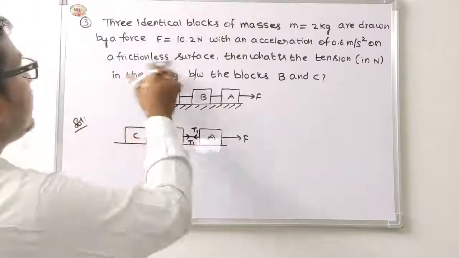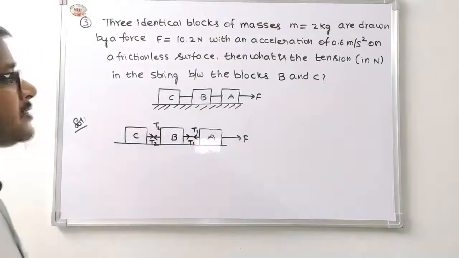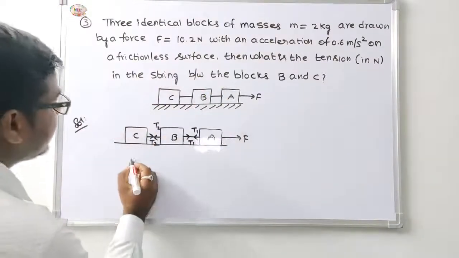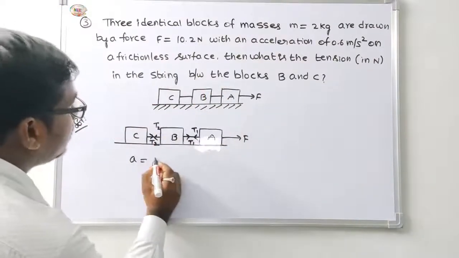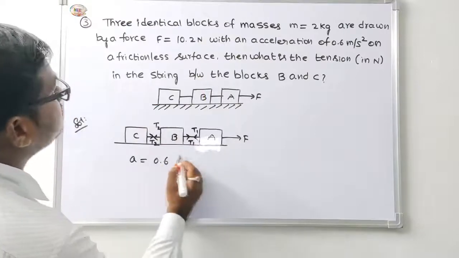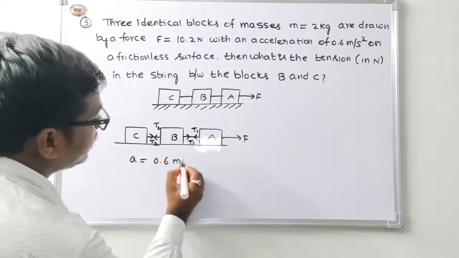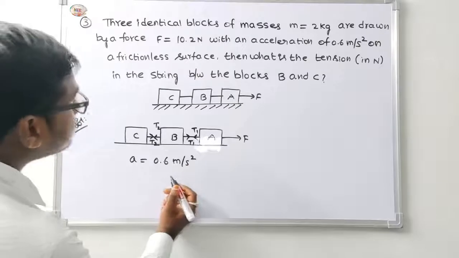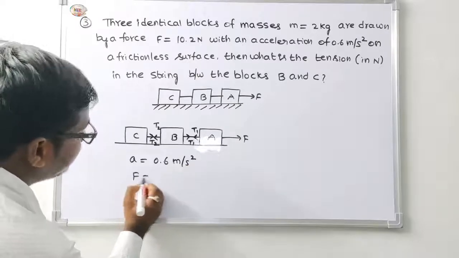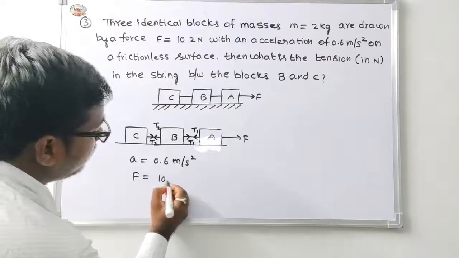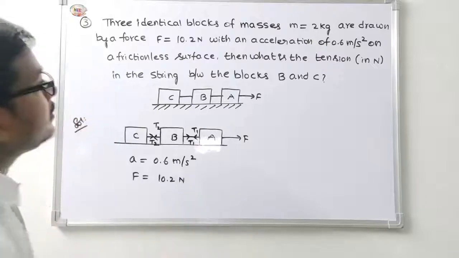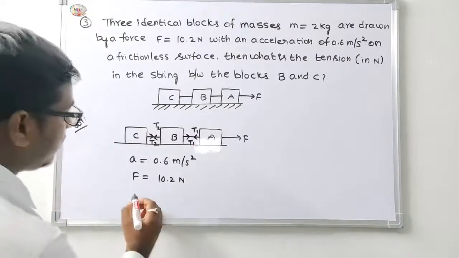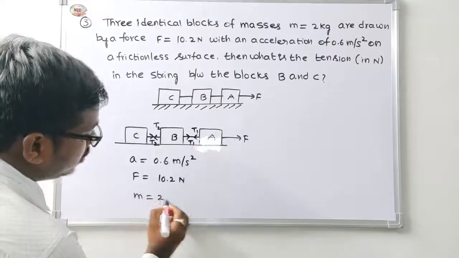Because the surface is frictionless, the acceleration a is equal to 0.6 meter per second square, F is equal to 10.2 Newton, and m is equal to 2 kg.